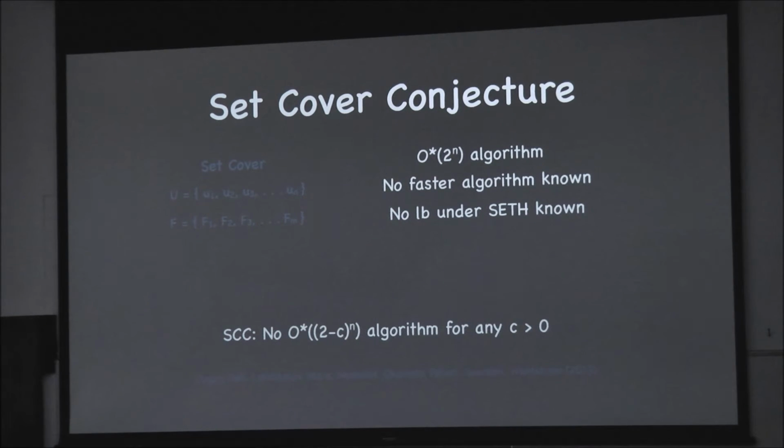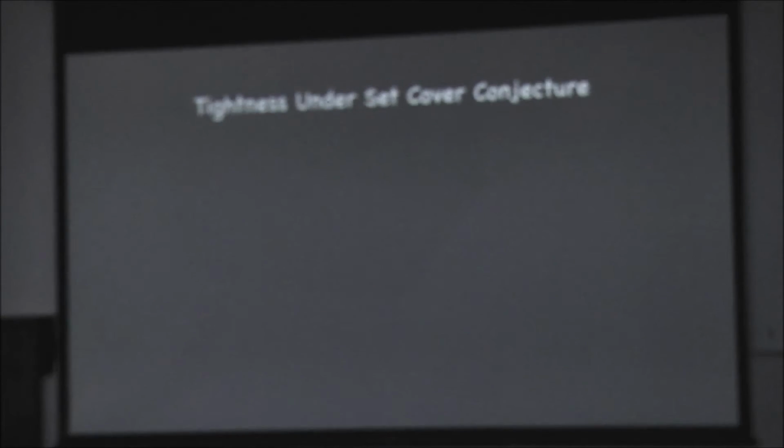So under this conjecture, we will show that the two algorithms that we described are essentially tight. We showed a 2^k algorithm; we'll show that a (2 minus epsilon)^k algorithm is unlikely under the set cover conjecture. Okay, this is going to be the next part. So, we have a set cover instance again. The reduction is from set cover, as expected.